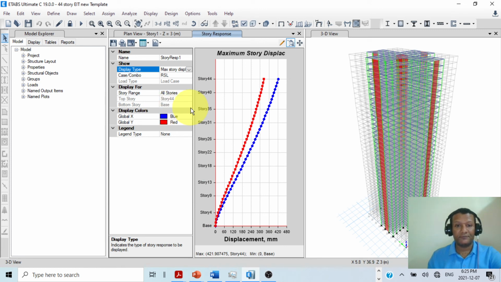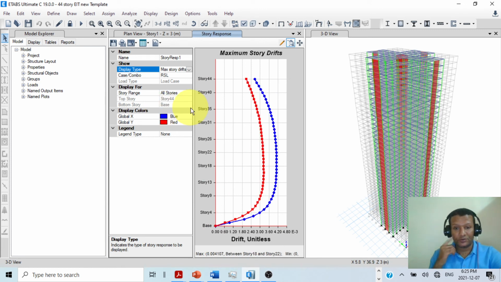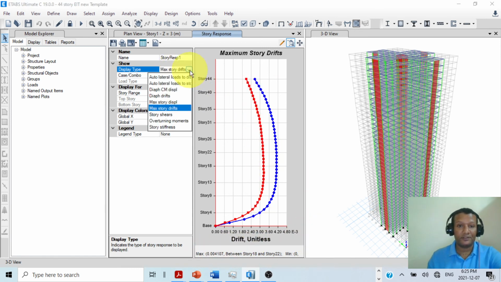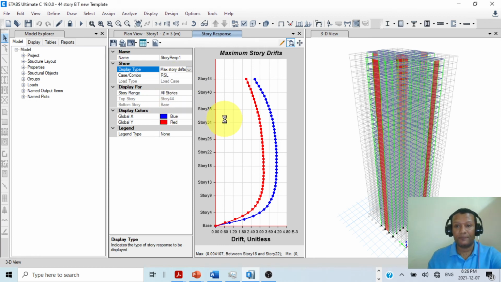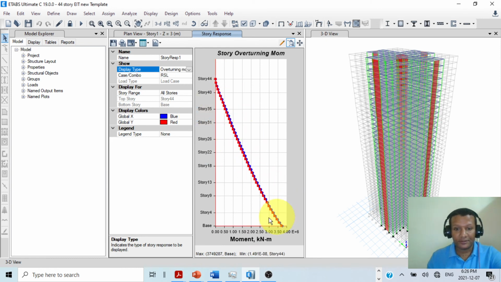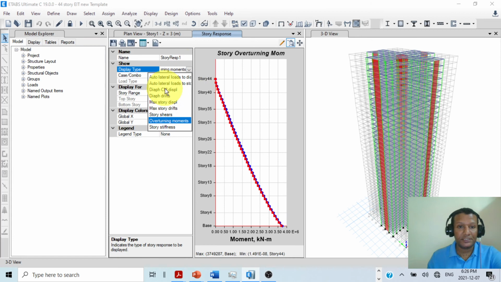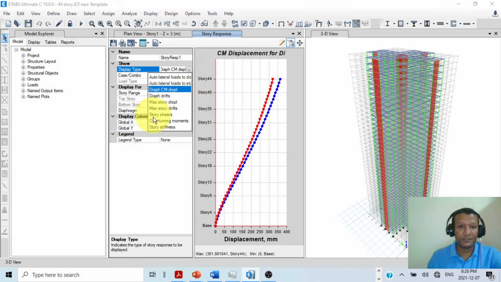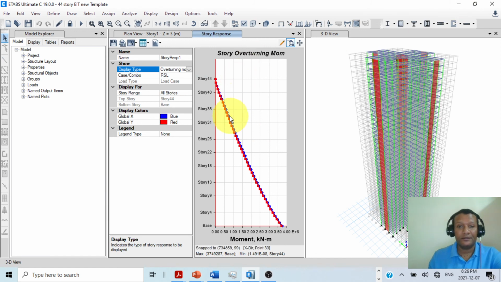Story drift, the percentage of story drift. As you can see, almost 0.4% is the story drift, and shear force, story shear, this is the story shear. Again, story moment, this is the story moment. In this way we can see the response of the structure at the global level, the global response of the structure, the moment, everything is here. Then in my analysis, in my research, I will incorporate the results.